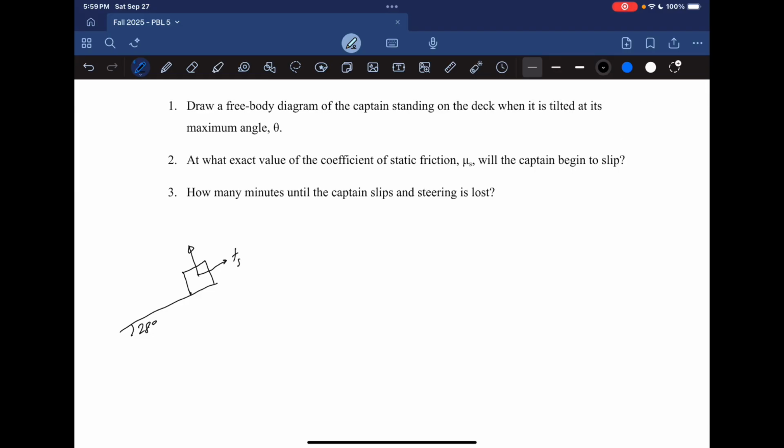Sorry, let me draw that a little better. There we are. Force of static friction is parallel to the surface, opposing the direction of motion. And then the force of gravity is straight down. And the force of gravity is just going to be mg.